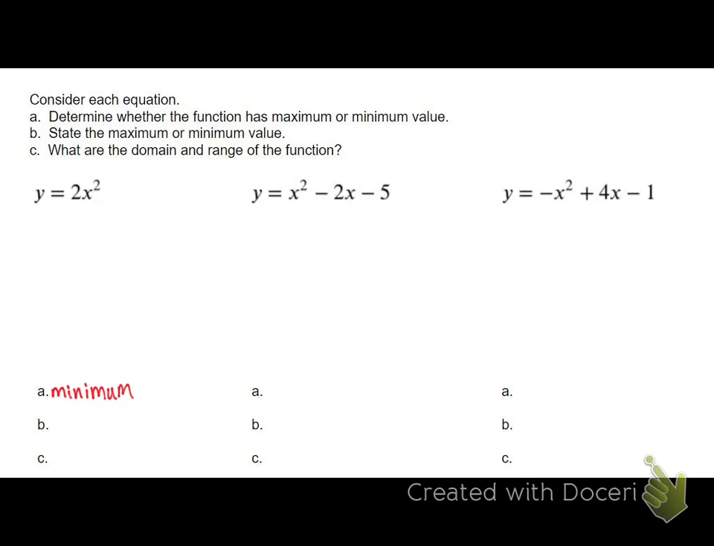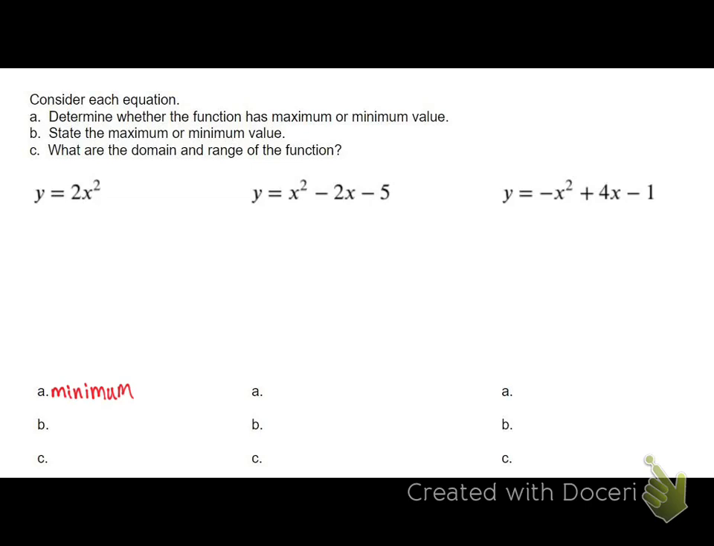Okay, now we need to know what the minimum value is. Well, we have to find the x. Then we're going to have to find the y, not the y-intercept, but the y in my ordered pair. Then the minimum value or the maximum value is that number in our ordered pair. That's the y. Okay?